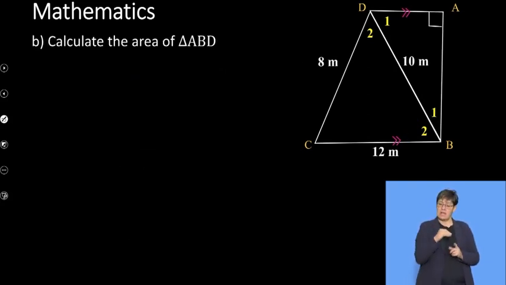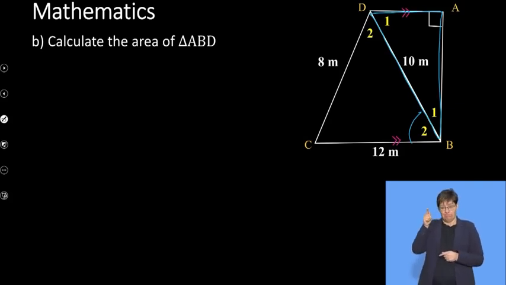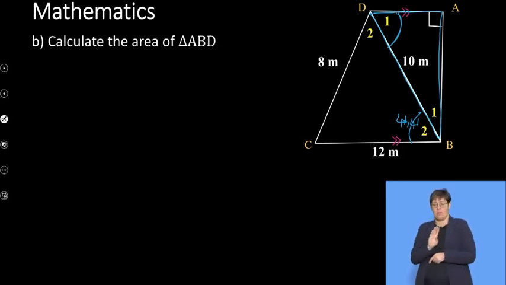Now they ask us to calculate the area of ABD. So ABD is this right angle triangle here. We've already calculated in the previous slide, let's just remind ourselves quickly, that B2 was 41,41. So this angle here is 41,41. But remember, this angle is alternate to this angle. So B2 is equal to D1 because they make a Z pattern.